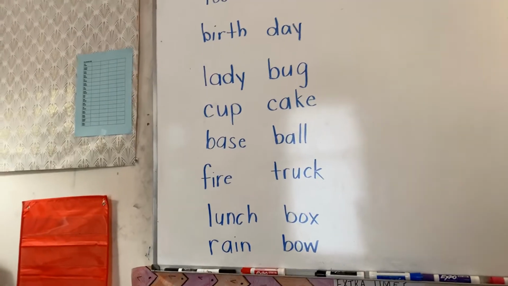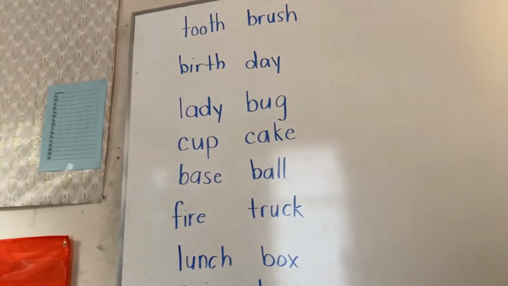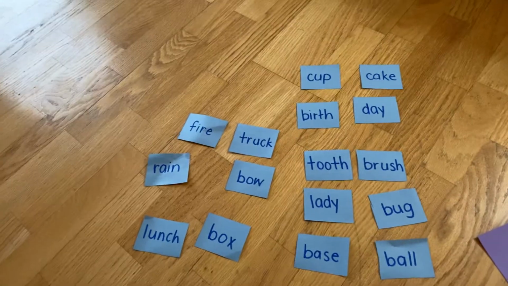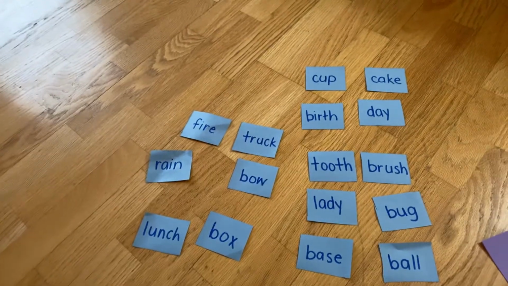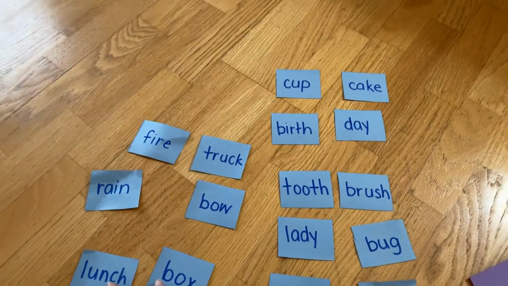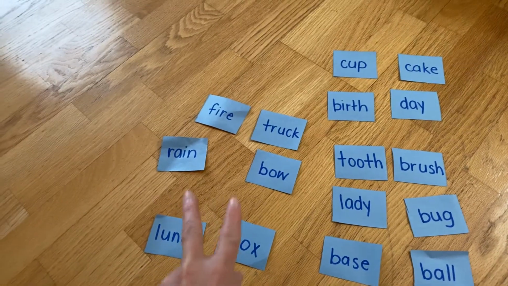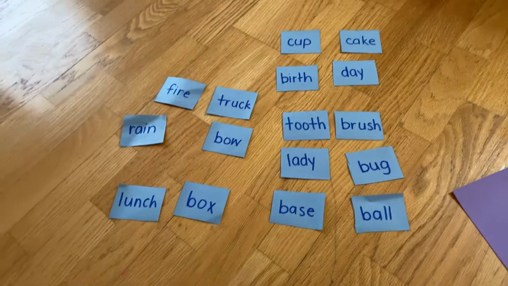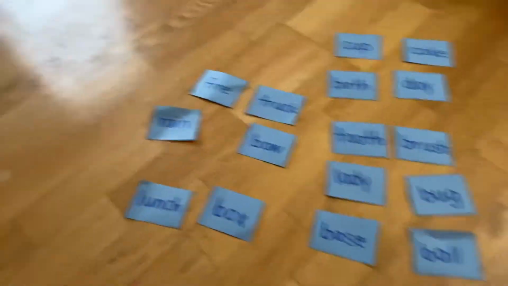Now, I've already made my cards. So if I show you, I made my cards in blue and I wrote a word on each card. So together, lunchbox, rainbow, fire truck, cupcake, birthday, toothbrush, ladybug, and baseball. So I already made my cards for you.